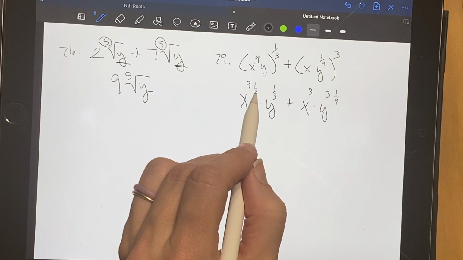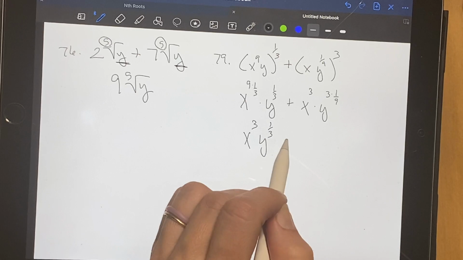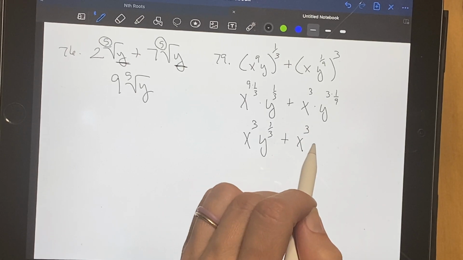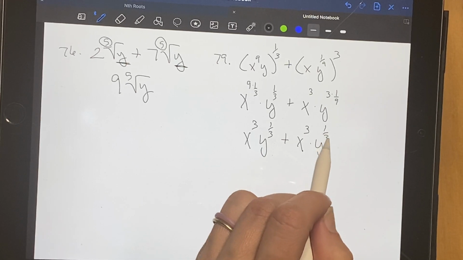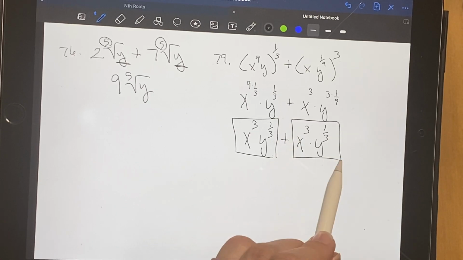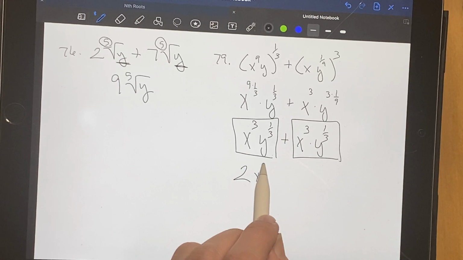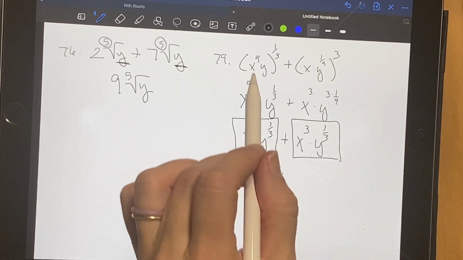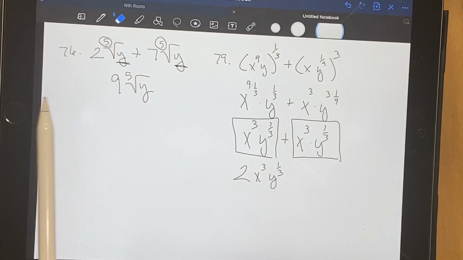Now 9 times 1/3 gives me 3, and I've got y to the 1/3 plus x cubed times 3 times 1/9 gives me 1/3. Okay, so now we see our families are alike, and I have 2 of them. So I'm simply going to have 2 of my x cubed y to the 1/3. So we were able to use our rules, simplify, and find like families for that.